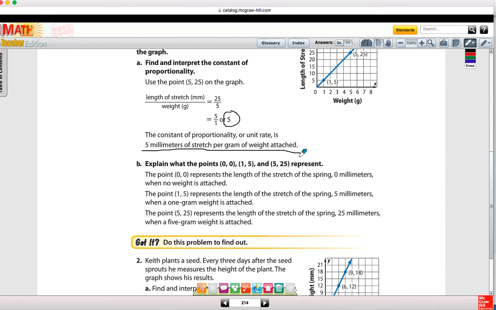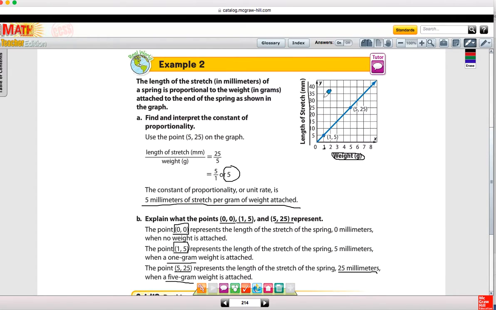And it says explain what the points (0, 0), (1, 5), and (5, 25) represent. Well, obviously (0, 0) represents the length of the stretch being 0 millimeters when no weight is attached. Obviously it's not going to stretch if there's no weight attached. However, (1, 5) represents the length of the stretch of the spring, which is 5 millimeters, when 1 gram of weight is attached. And the point (5, 25) is the stretch, which is 25 millimeters, when a 5 gram weight is attached. And notice up here that my x-axis is the weight. Okay, so one gram of weight would be 5 millimeters of stretch, which is my y-axis label.